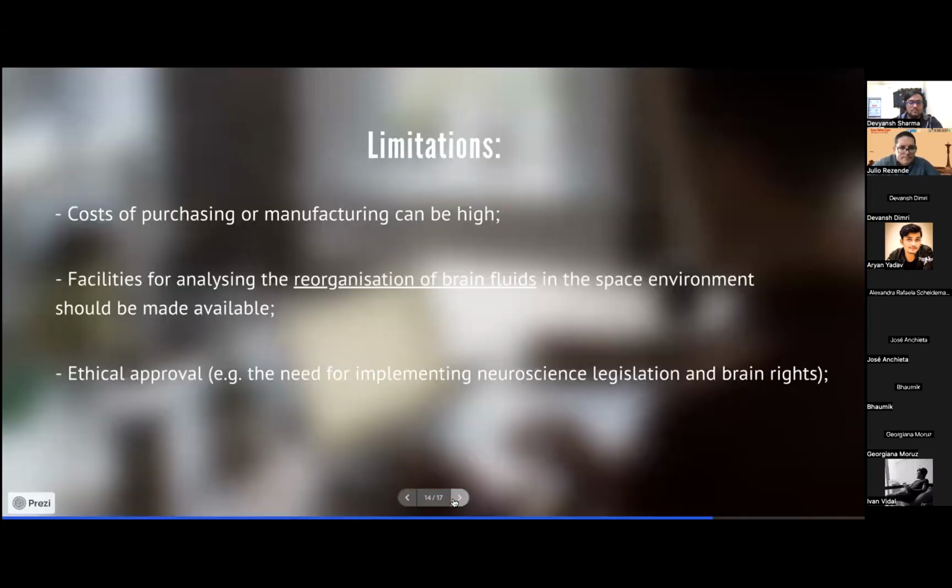Again, the thing about this technology is that there are some limitations, such as price. The price can be very high, as I said, if you want to use an optical chip with nanosensors or nanotechnology. And then we also need ethical approval because there is limited neuroscience legislation, and also brain rights are very limited.